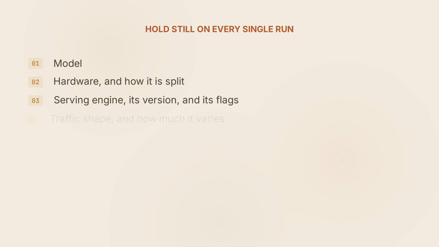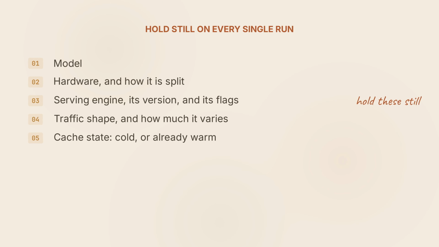So what do you hold still on every single run? Your model and your hardware, then your server software, its version, and the settings you started it with, the shape of your traffic and how much that shape varies, and whether your cache is fresh or already warm, and which one of those gets forgotten? The server software almost every time, because defaults change between versions, and they'll change under you without telling you.